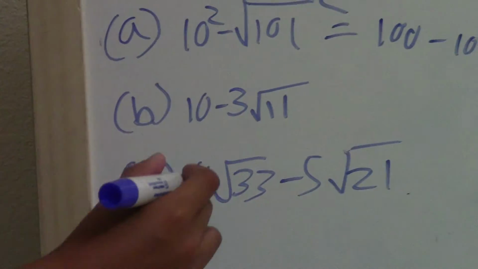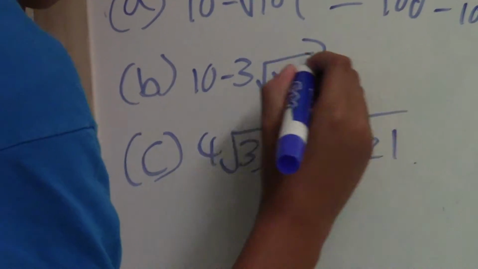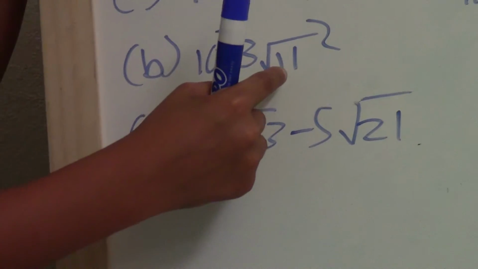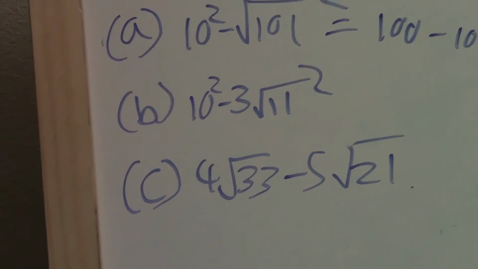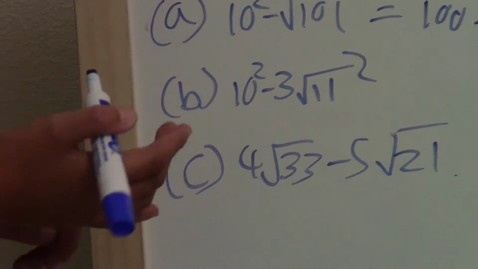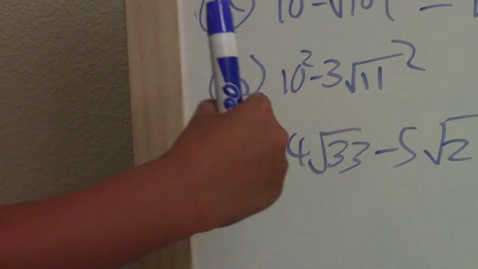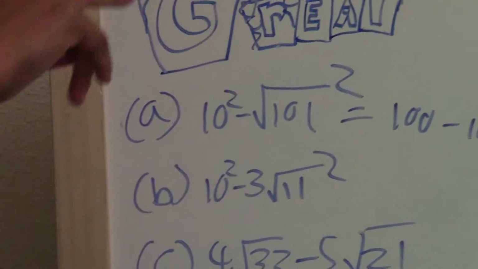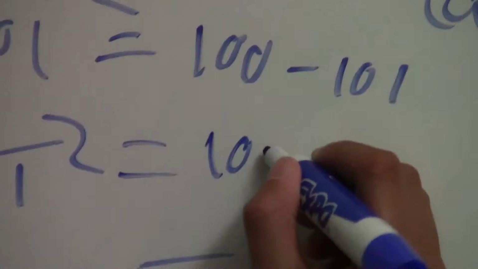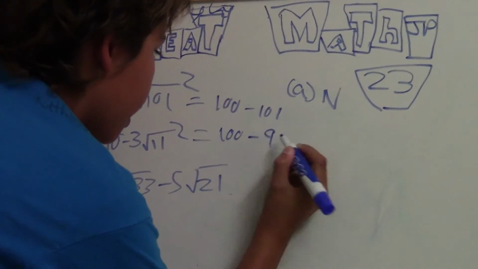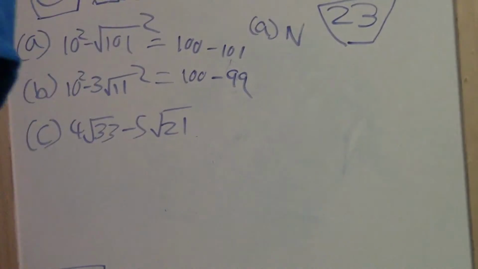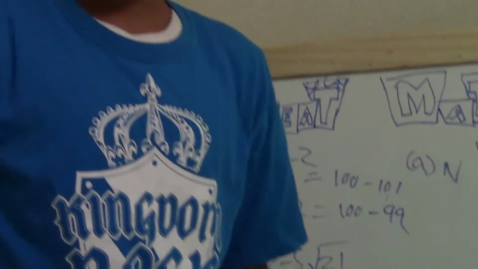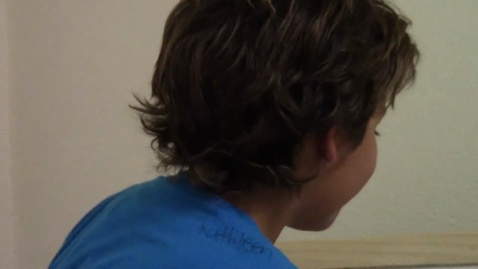Okay, so when we square this, we don't just square the square root. It's like a variable, like x. When you multiply by any number, you also have to attach it to whatever's multiplied by it. You can't take it out. It has to be with it. Okay? That equals 100 minus 9 times 11, which is 99. What is that, folks? It's positive.